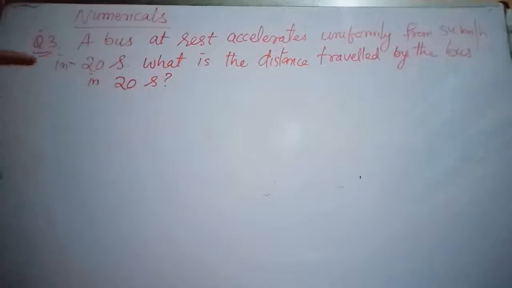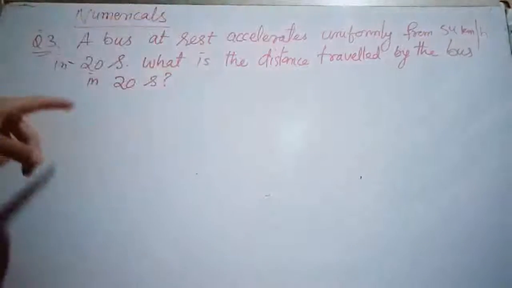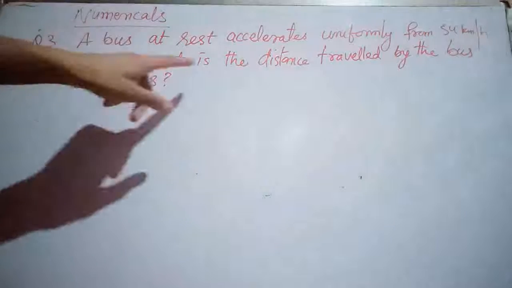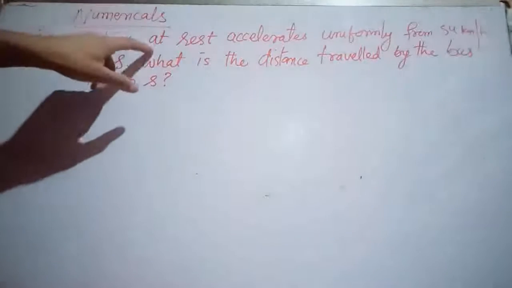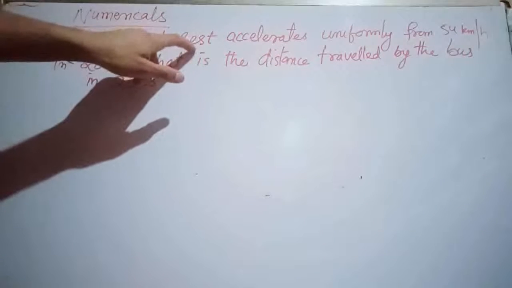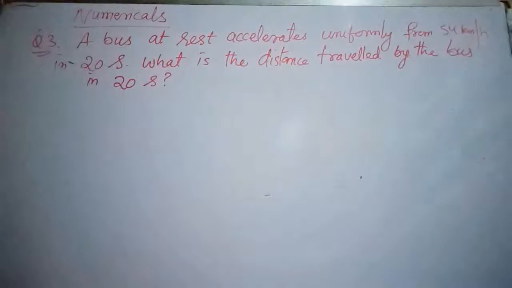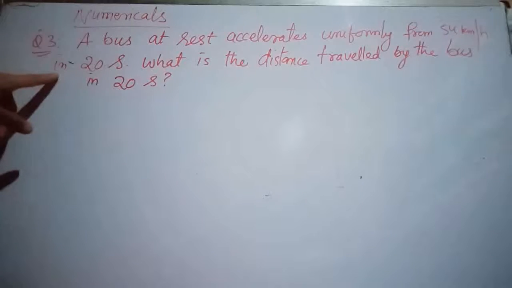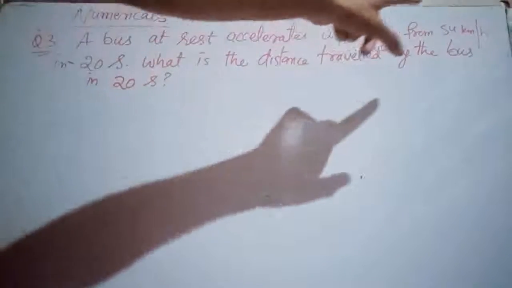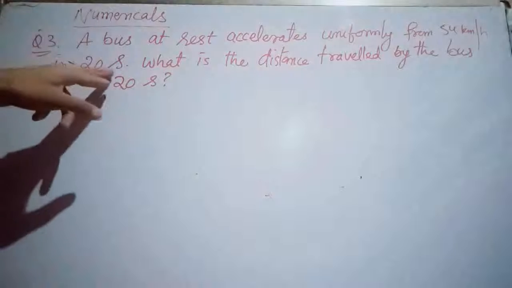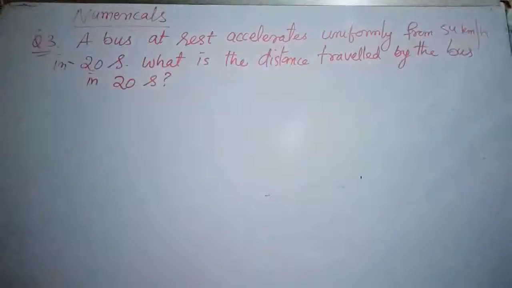Question number 3 reads, a bus at rest accelerates uniformly to 54 km per hour in 20 seconds. What is the distance traveled by the bus in 20 seconds? Okay, the bus is initially at rest. This means that u is equal to 0, and then final velocity of the bus is 54 km per hour, and it accelerates uniformly from rest to 54 km per hour in 20 seconds. We have to find the distance traveled by the bus in 20 seconds.